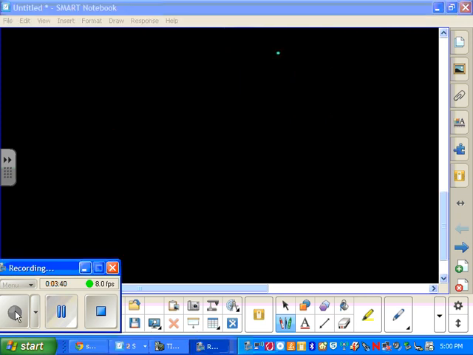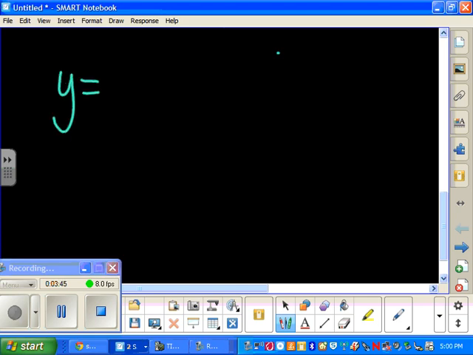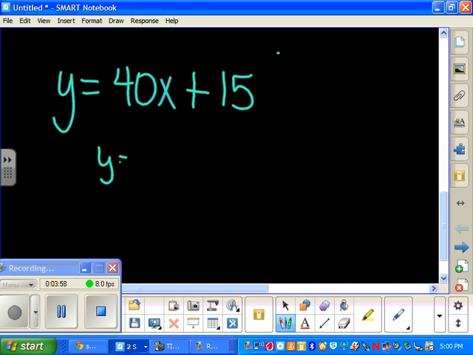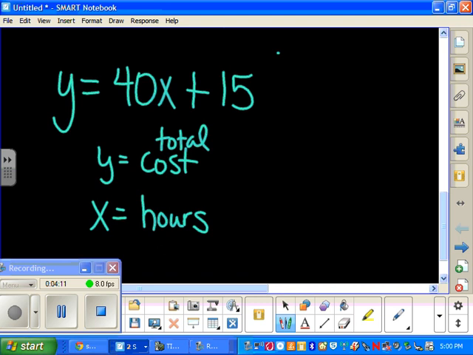All right, let's look at another problem. This one is similar to what we've done before. So let's say they give us an equation that's y equals 40x plus 15. And then they tell you that the y is the total cost, and x is your number of hours you're working. All right? So you know that x in the equation stands for hours, and the y stands for total cost.